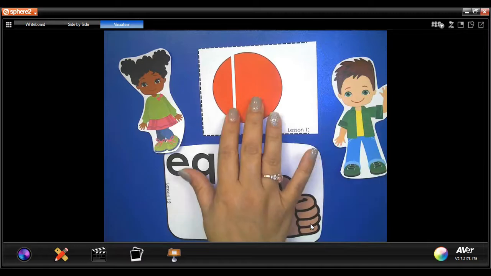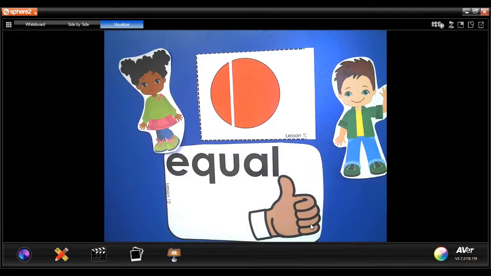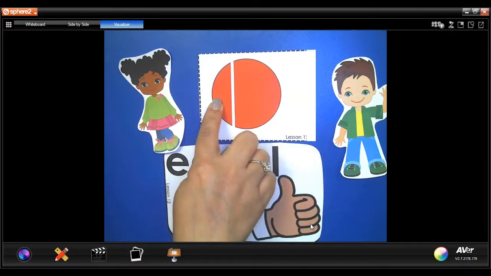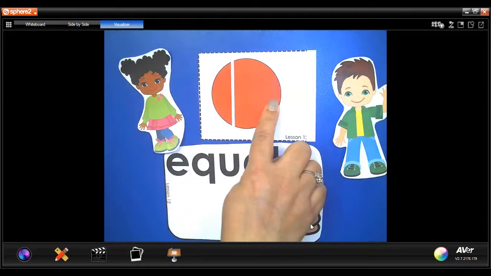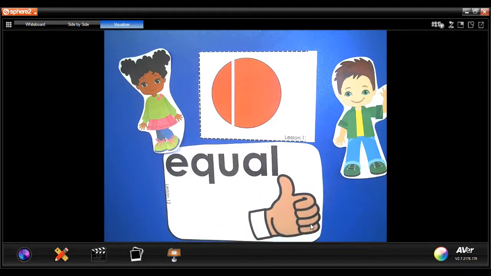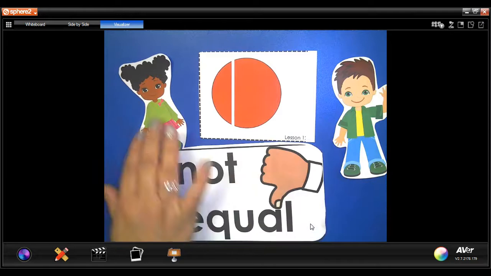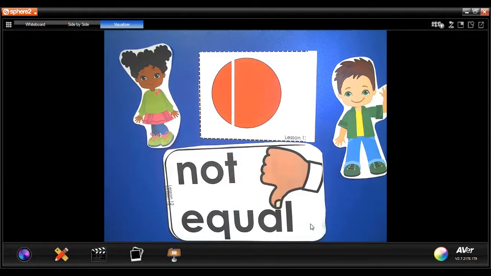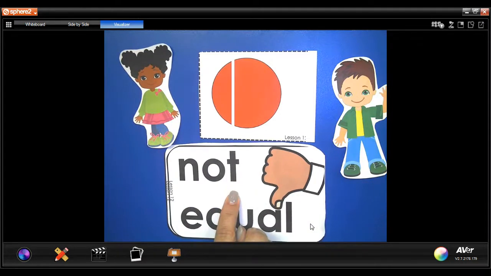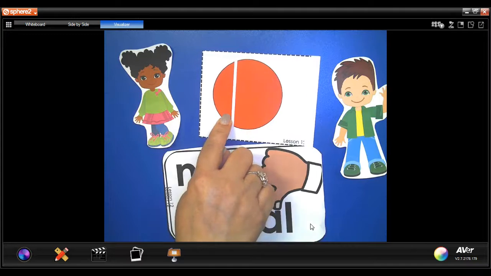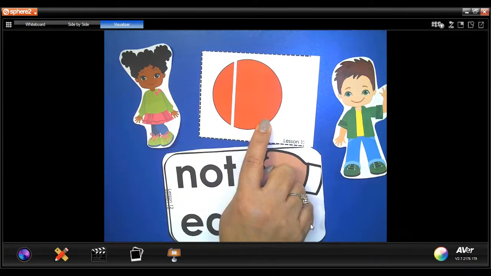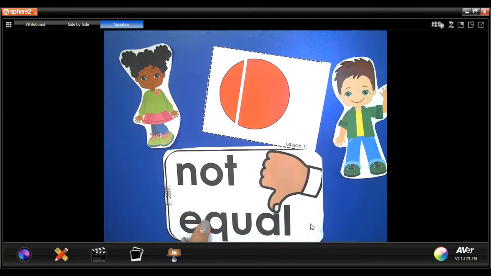So now we have another circle. And she's going to get this side, or this share, and he's going to get that share. Is that equal or not equal? It's going to be not equal, right? Because she's going to get this little one, and he's going to get this big one. And that's not fair. It's not equal.